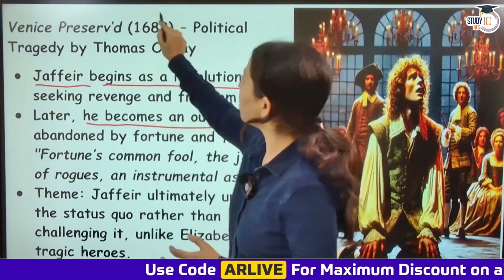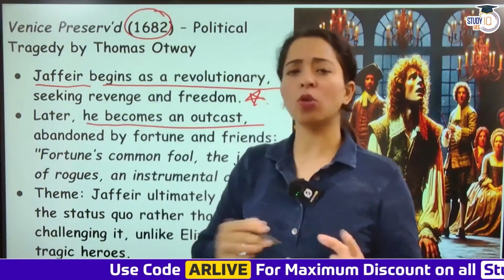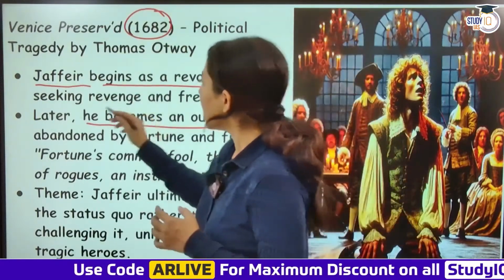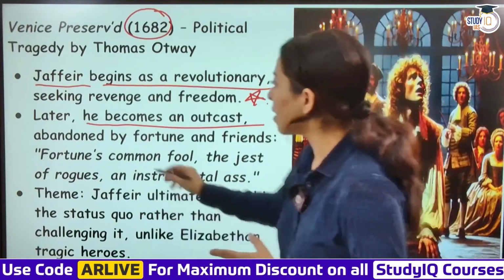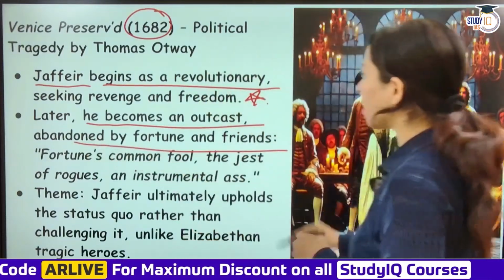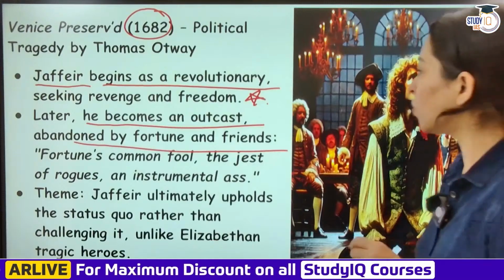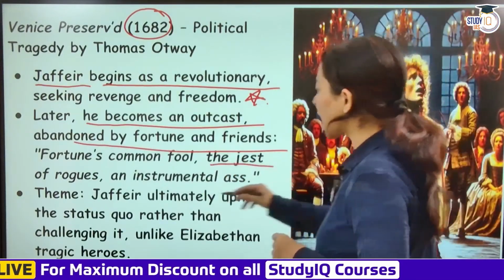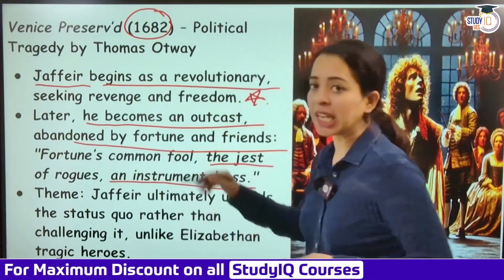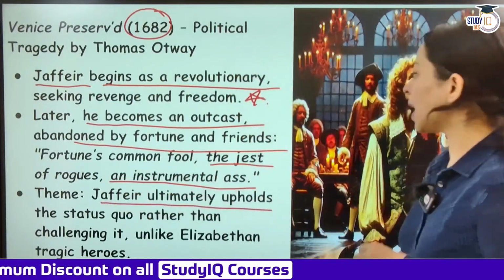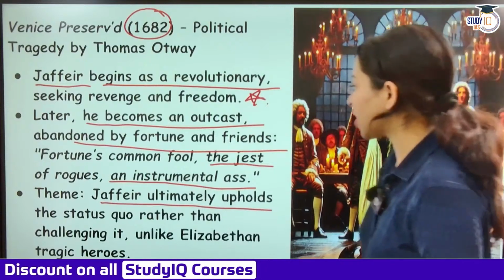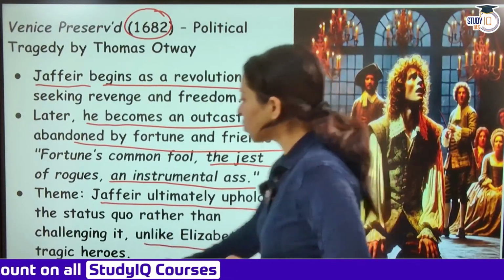Okay, so the mark is 1682, very close to what was happening during that period. Later, he became an outcast. He was thrown out, made an outcast, abandoned by fortune and friends. Fortune's common fool, the jest of rogues and instrumental ass. Okay, that is the line that comes. Theme, Jafar ultimately upholds a status quo rather than challenging it, unlike Elizabethan tragic heroes.